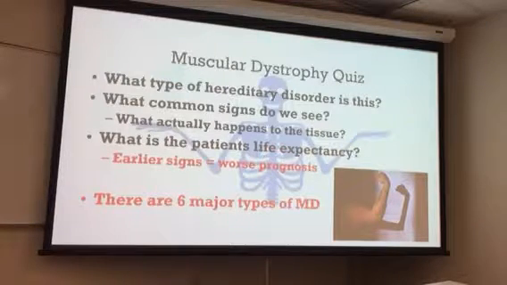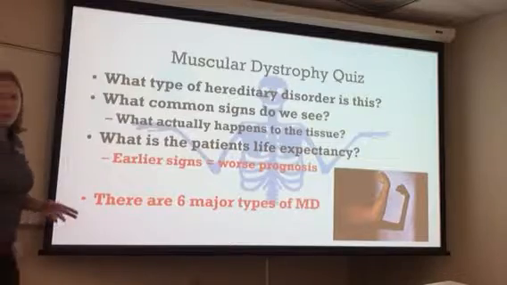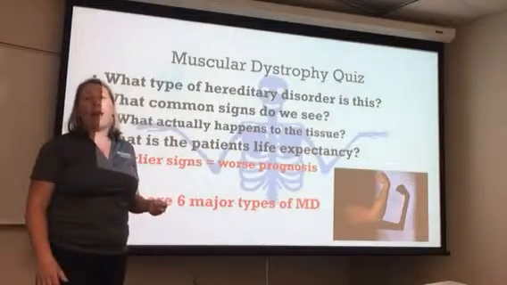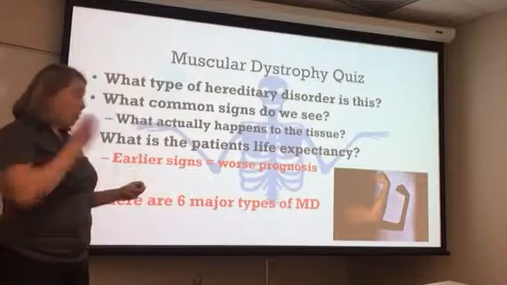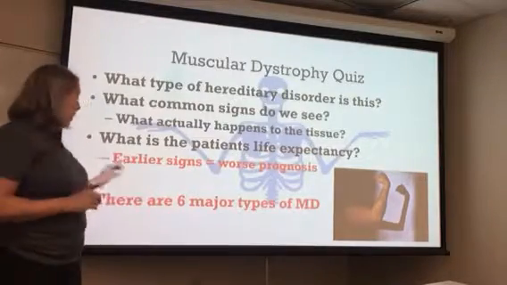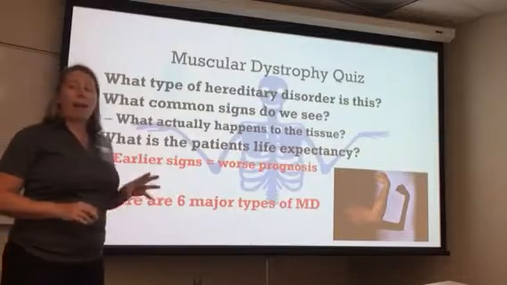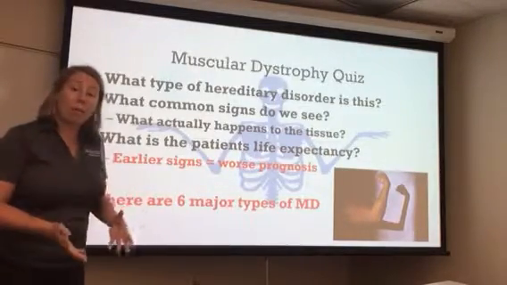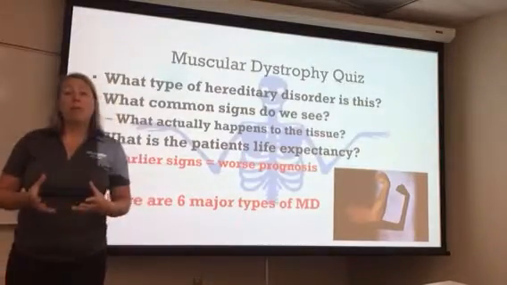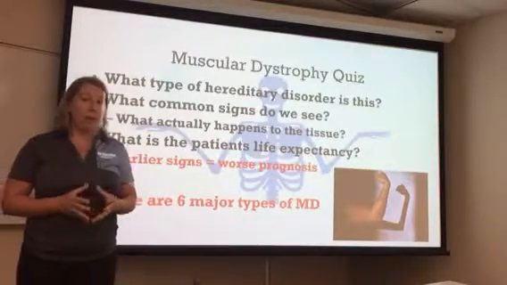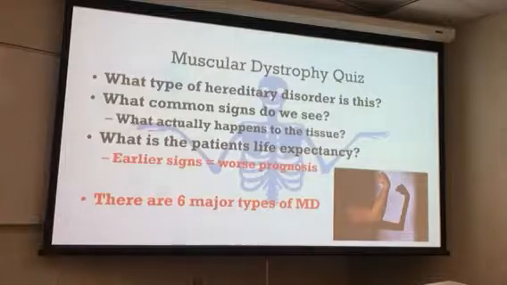With our patients with muscular dystrophy, the earlier the patient has signs, the worse the prognosis. So if they're showing signs at a very young age, they have a much worse prognosis. Muscular dystrophy can be very problematic because there are a wide variety of muscular dystrophies out there. There are 6 major types of muscular dystrophy. Probably the most common and the hereditary type that we know is Duchenne muscular dystrophy.